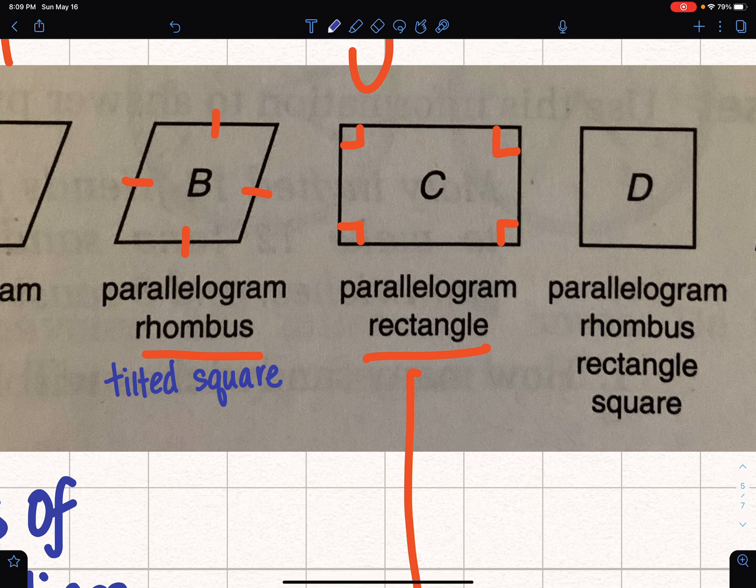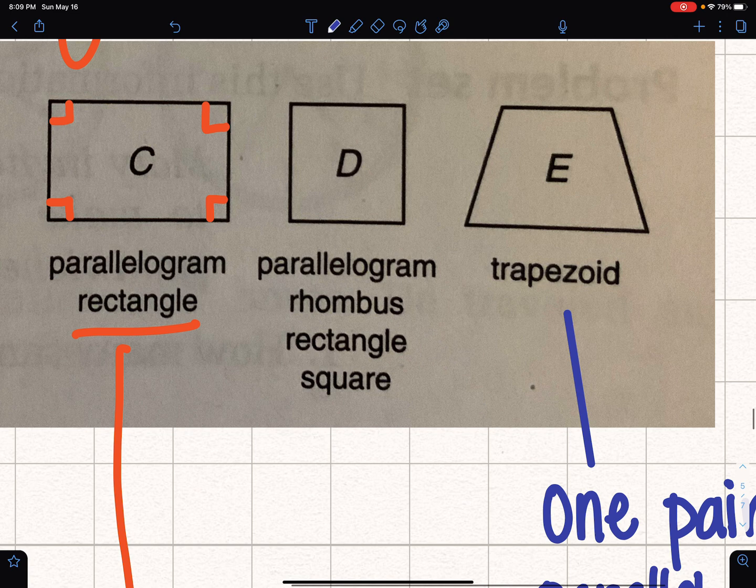So if you measure this, it's going to be the same measurement as this line. And that's going to be the same measurement as this line. And that's going to be the same measurement as this line. And if you measure them all and they're the same, then it's a rhombus. If they're the same but they're perfectly standing straight up, then it's a square. A square is a rhombus because it fits that definition. It's a parallelogram, meaning all the sides are parallel, and it's a rhombus because all of the sides are the same length.